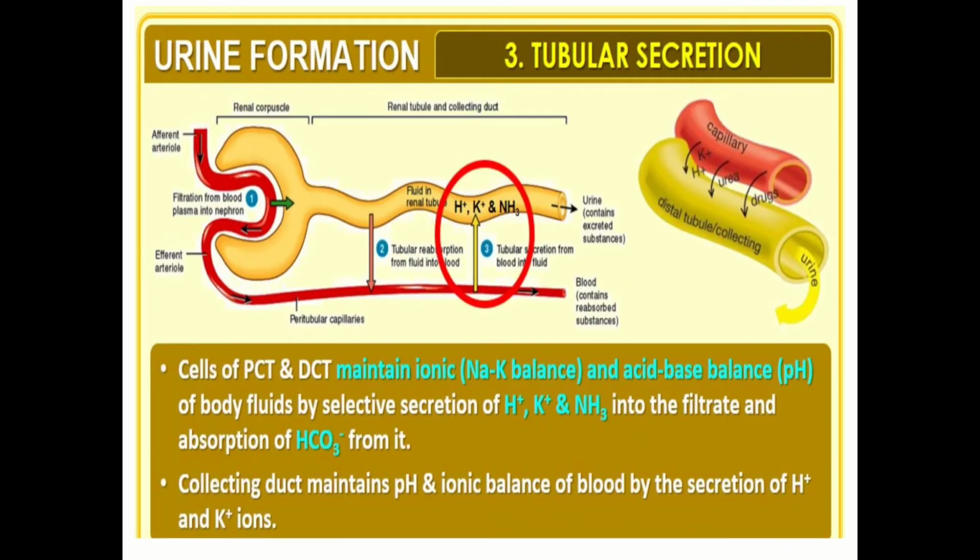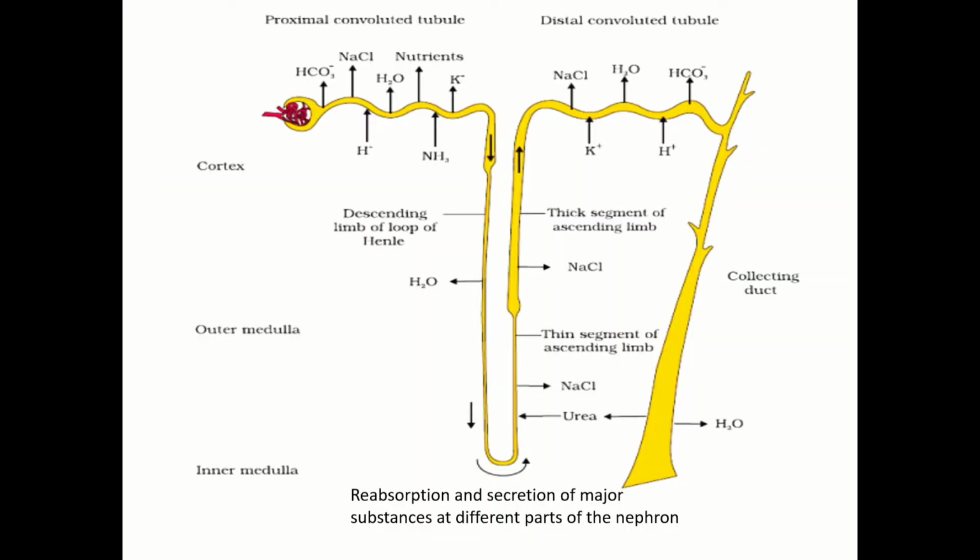Third is tubular secretion. Cells of the proximal convoluted tubule and distal convoluted tubule maintain ionic or sodium-potassium balance and acid-base balance of body fluids by selective secretion of hydrogen ions, potassium ions, and ammonium ions into the filtrate and absorption of HCO3 negative from it. The collecting duct maintains pH and ionic balance of blood by the secretion of hydrogen and potassium ions. So this is the NCERT diagram.